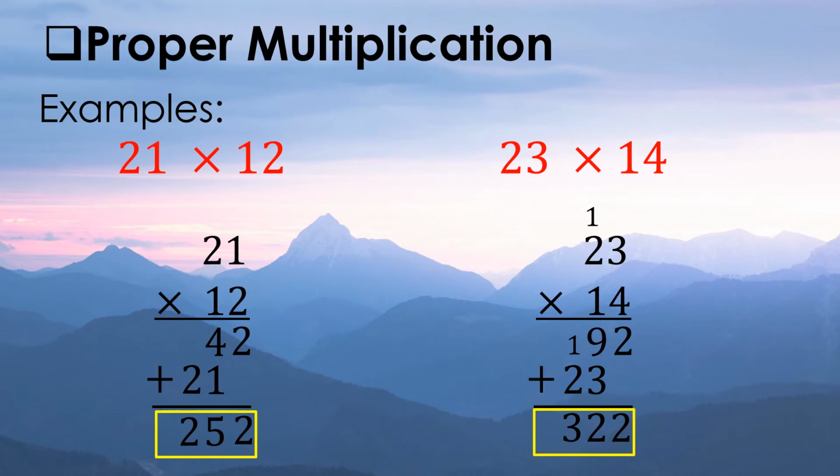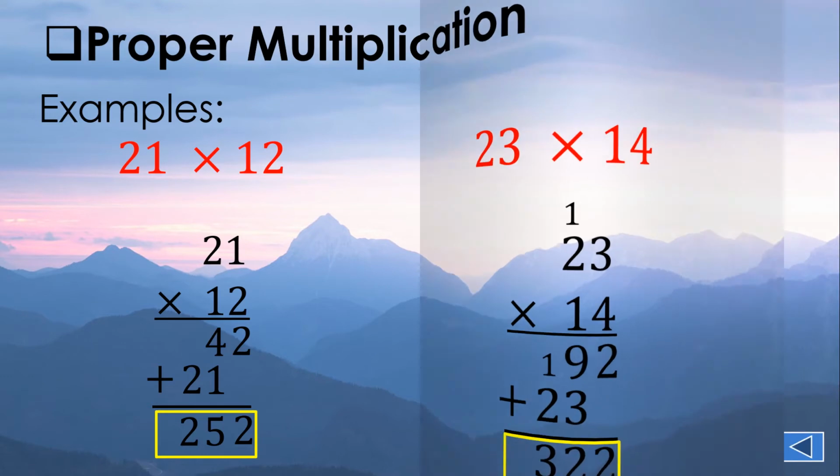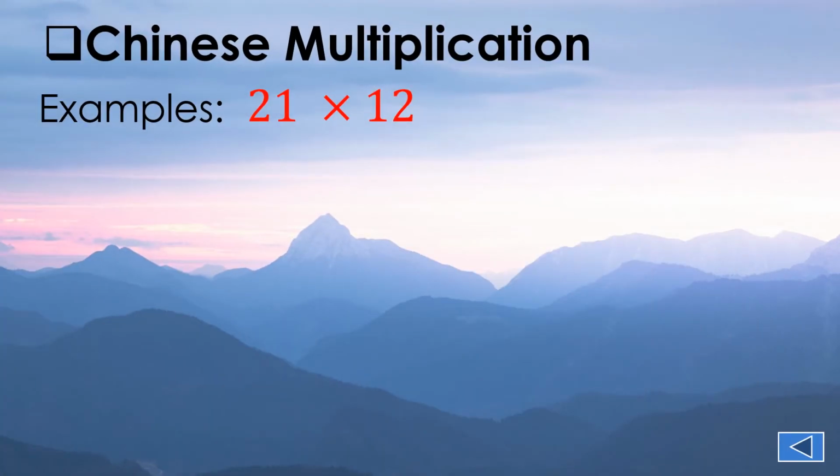Nakatulad sa nakuha natin kanina using the proper multiplication. Okay, so proceed na tayo sa pangatlong paraan or way on how to multiply numbers. So kung ang Japanese multiplication ay ginagamitan ng lines, ang Chinese multiplication naman ay ginagamitan ng tables na may mga parts na rows and column.